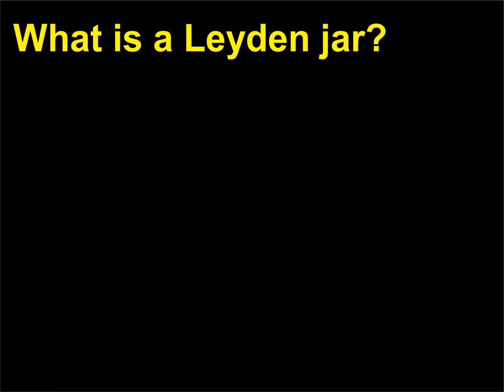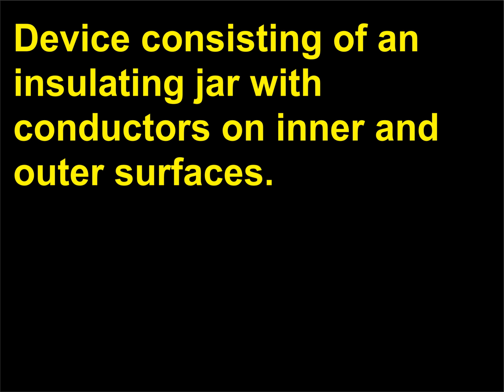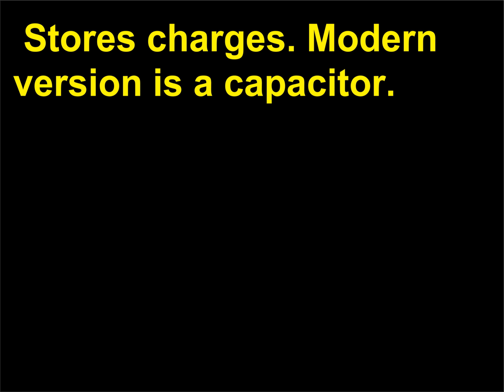What is a Leyden jar? Device consisting of an insulating jar with conductors on inner and outer surfaces. Stores charges. Modern version is a capacitor.